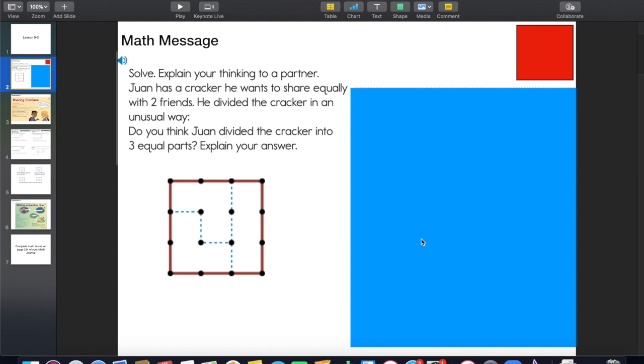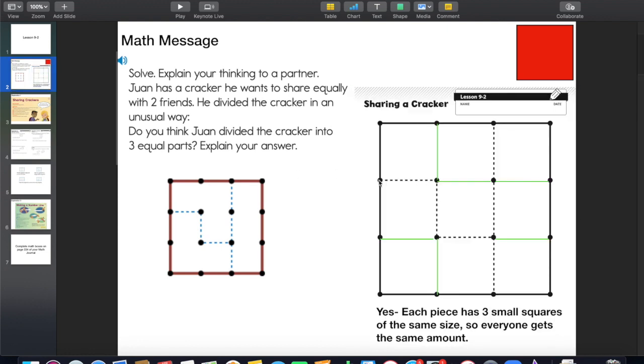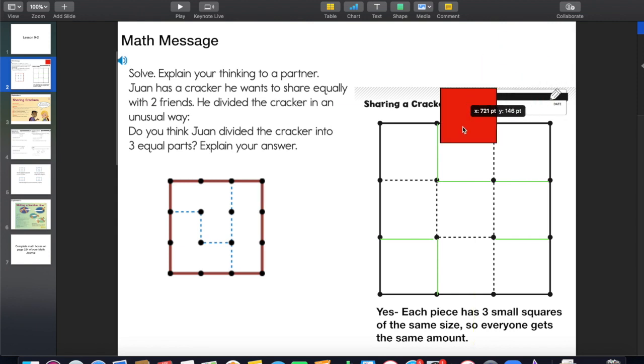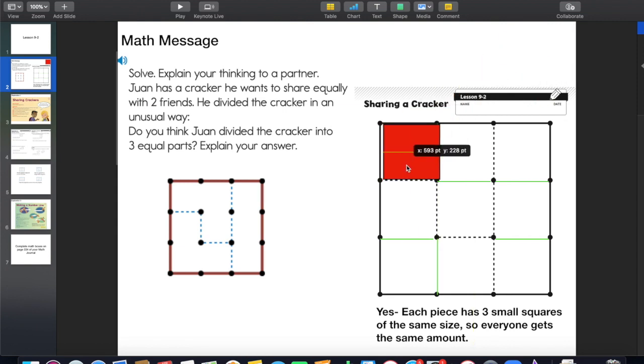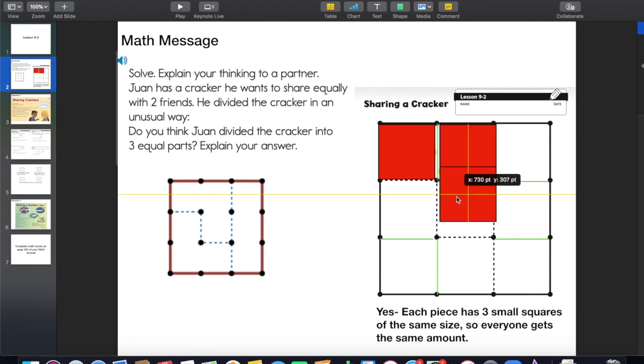But then the closer I look at it, I start to see that I can break these dots up, and I'm going to make it a little bigger over here, and I can use these dots to connect to squares. So I've drawn green lines in here just to kind of connect each square. And then I start to notice that each piece, so this is one person's share here, I'm going to make it red, is made up of 3 small squares of the same size.